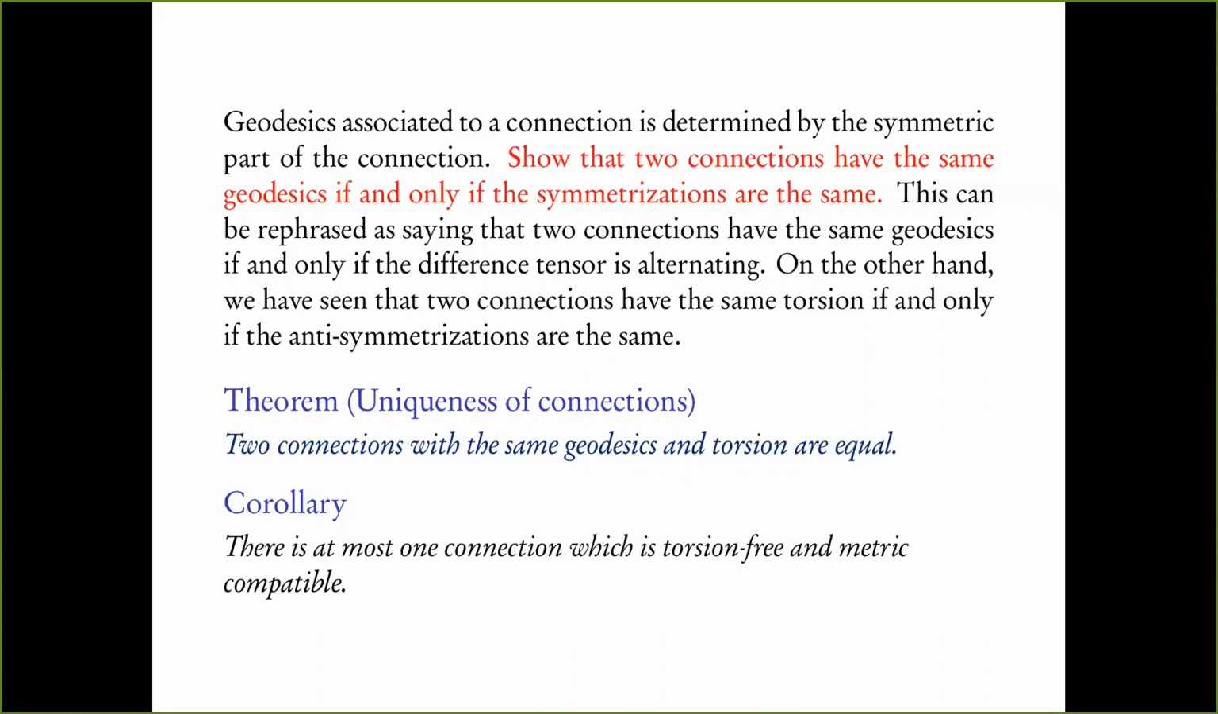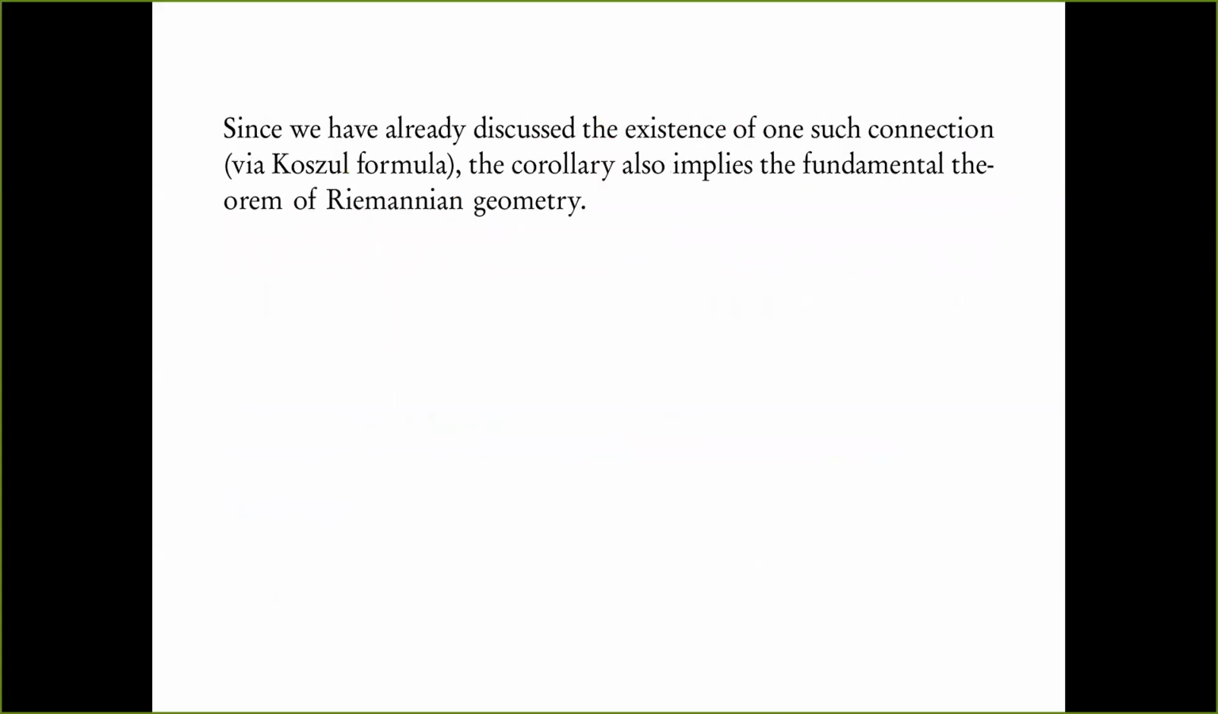Okay. All right. So we are very close to the fundamental theorem. So this is an at most one kind of statement. To prove the fundamental theorem along these lines, we have to show that there is at least one connection which is torsion free and metric compatible, and then we'll be done, because this says there's at most one, right? Since we have already discussed the existence of one such connection via the Koszul formula, for instance, at the very beginning of the slides, the corollary also implies the fundamental theorem.